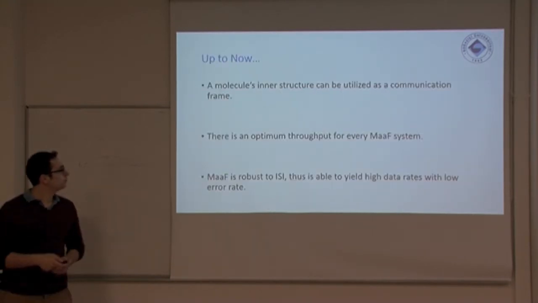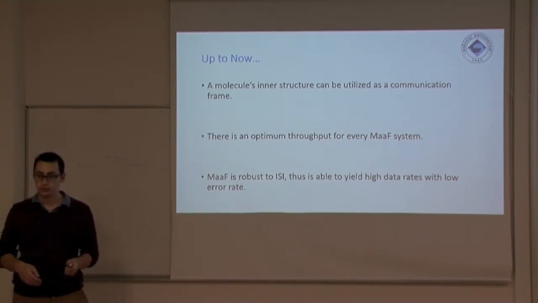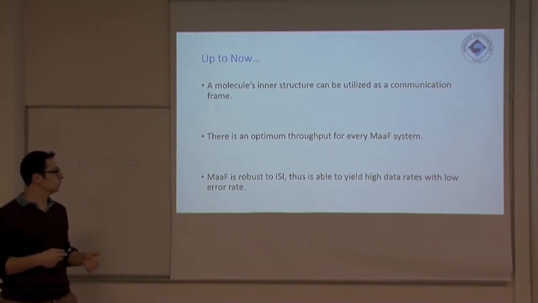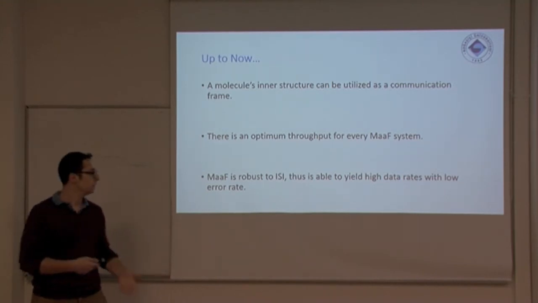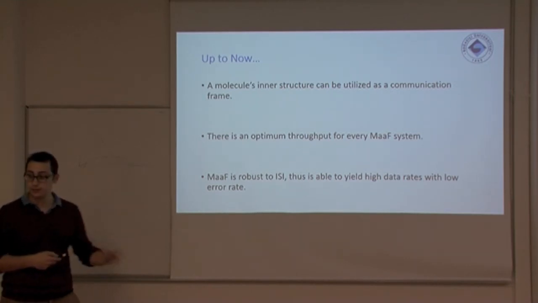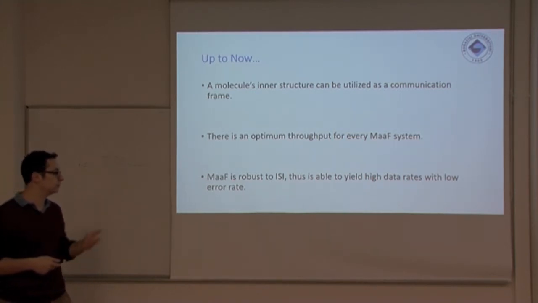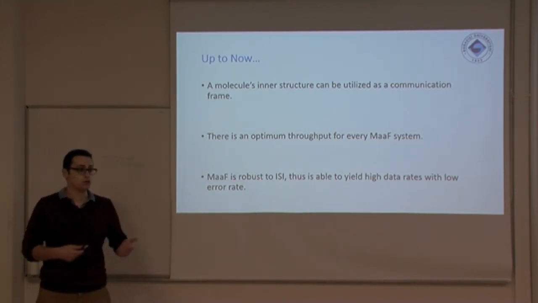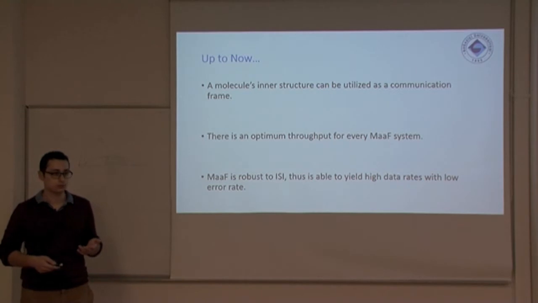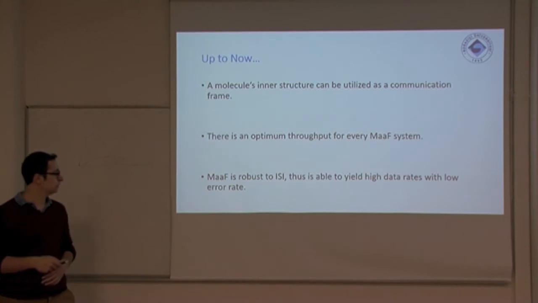Okay. So up to now, we've seen that a molecule's inner structure can be utilized as a communication frame. And we have seen there's an optimum throughput between BF and BI for every molecule as a frame system. And a molecule as a frame system, because of these BFs, because of these frame identifier bits, is robust to ISI, so it's able to yield high data rates with low error rate, and of course, with low power and everything, at the cost of complexity, which we'll talk about later on.